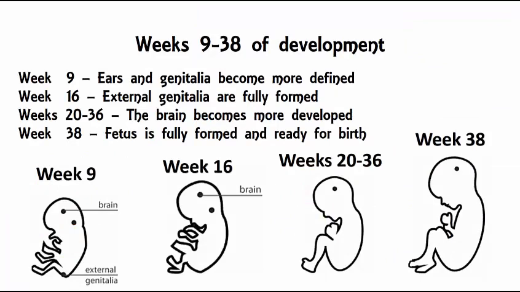During week 8 of development, you begin to have your ears and genitalia become more noticeable and more defined. At week 16, the external genitalia are fully formed. This is usually when you can determine the sex of the fetus. During weeks 20 to 36, the brain becomes more developed and the features of the fetus become more defined and recognizable. Week 38, the fetus is fully formed and ready for birth.